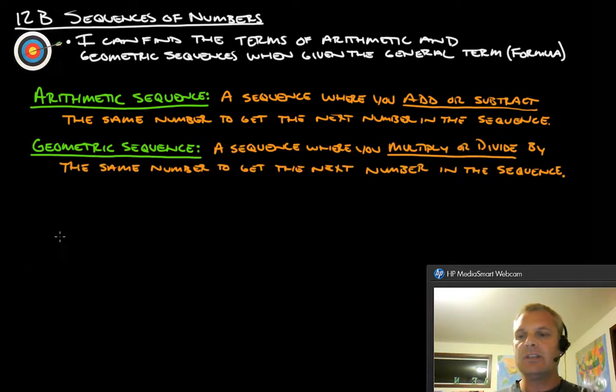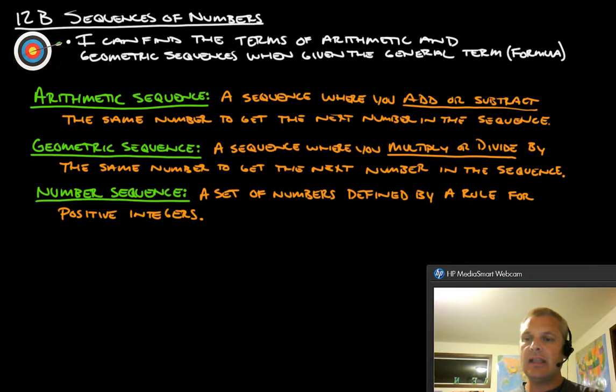Something else we're going to take a look at, not in this section, but in future sections, is a geometric sequence. Okay, it's a sequence where you multiply or divide by the same number to get the next number in the sequence. So multiply by 2, multiply by 4, multiply by half, which is the same thing as dividing by 2. So those would all be geometric sequences, and we had an example of that in the 12a section.